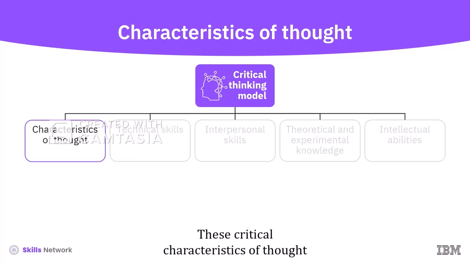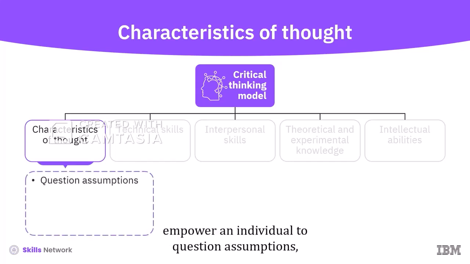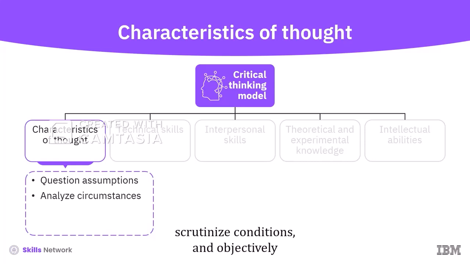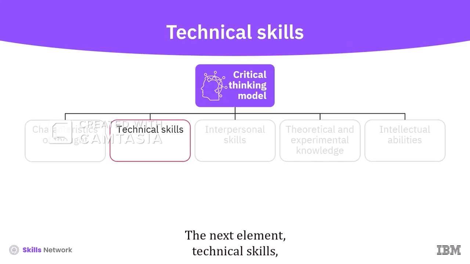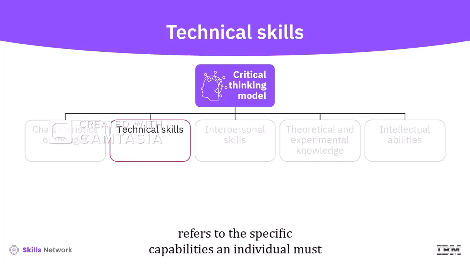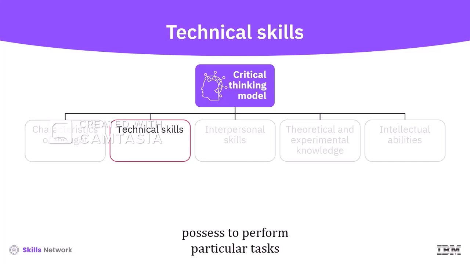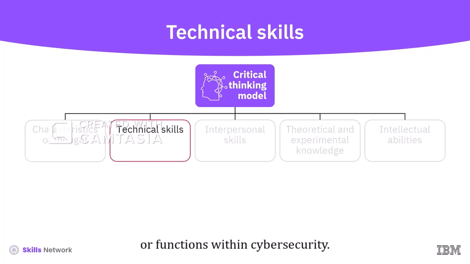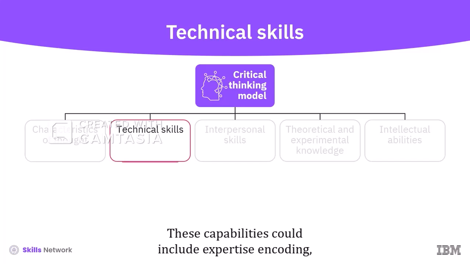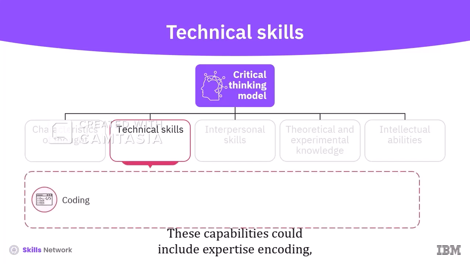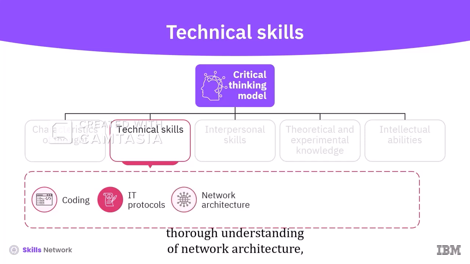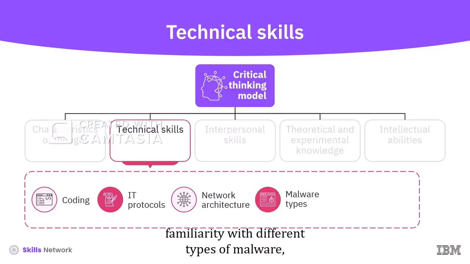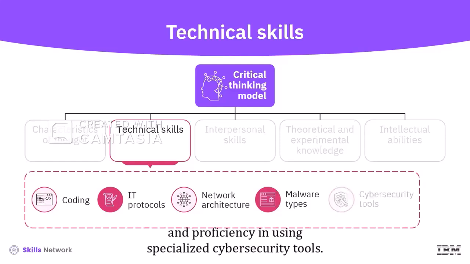These critical characteristics of thought empower an individual to question assumptions, scrutinize conditions, and objectively assess information, fostering critical thinking. The next element, technical skills, refers to the specific capabilities an individual must possess to perform particular tasks or functions within cybersecurity. These capabilities could include expertise in coding, knowledge of a range of IT protocols, thorough understanding of network architecture, familiarity with different types of malware, and proficiency in using specialized cybersecurity tools.